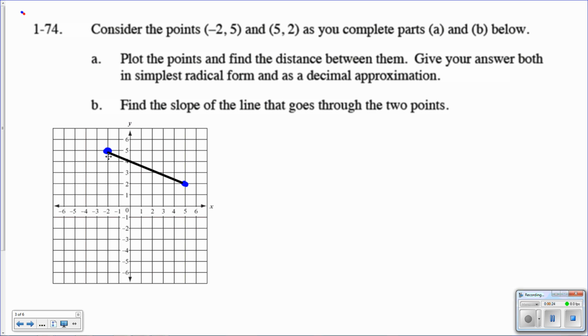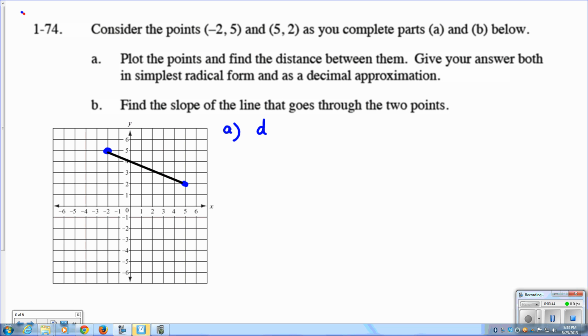All right, so I've already graphed my 2 points. Here is my point -2, 5, and over here I have my point 5, 2. Let's look at finding the distance between them first. You have a couple options. You could do the distance formula if that's something that you're comfortable with using. I'll go ahead and give you the formula.